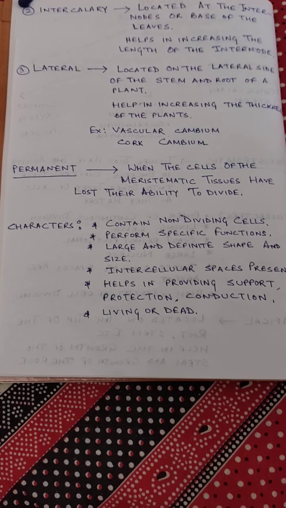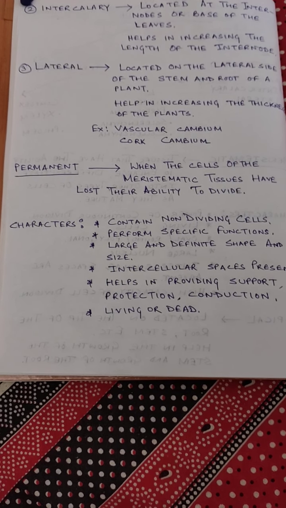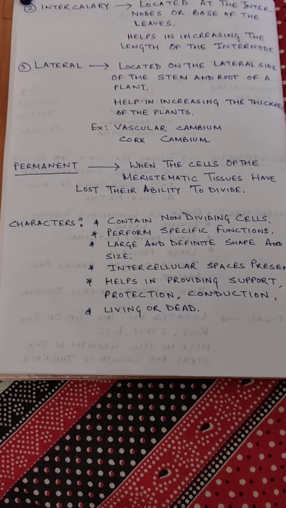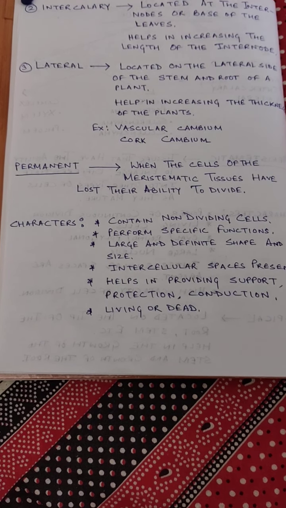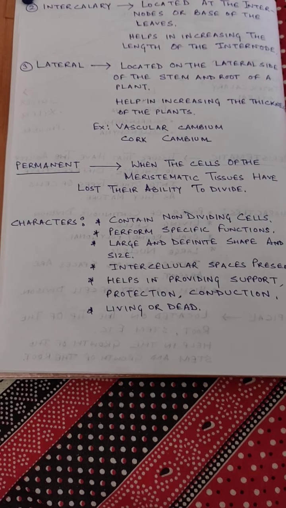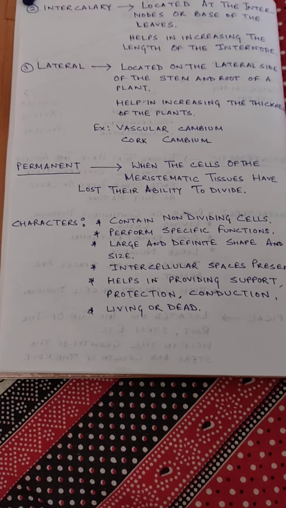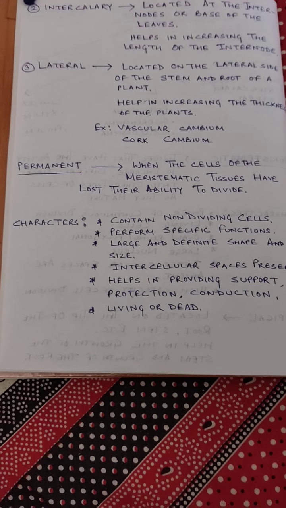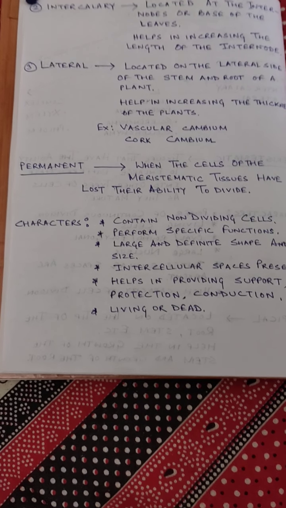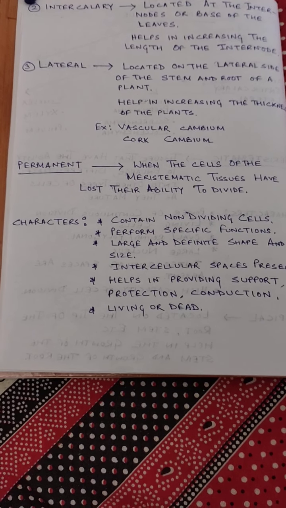Now we are coming to the next type of plant tissues, that is permanent tissues. Now permanent tissues, they have a very special characteristic that they are derived from the meristematic tissues only. So when the cells of these meristematic tissues have lost their ability to divide, they acquire permanent shapes, sizes and also perform permanent functions. So they are known as permanent tissues.